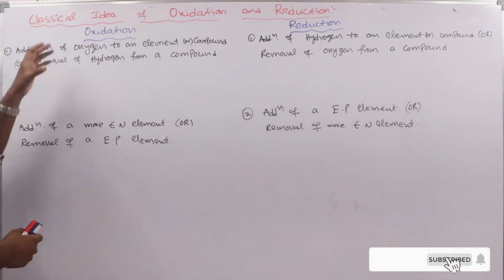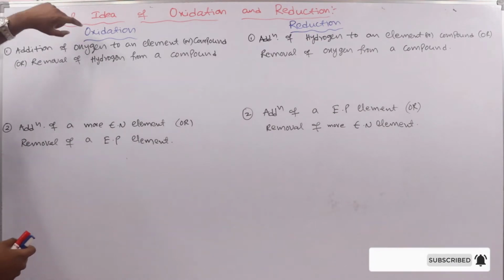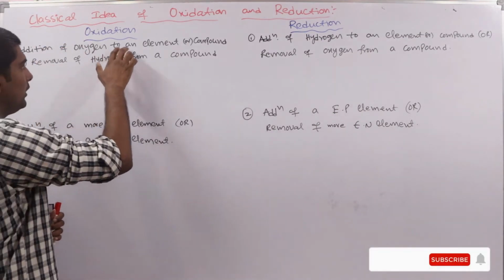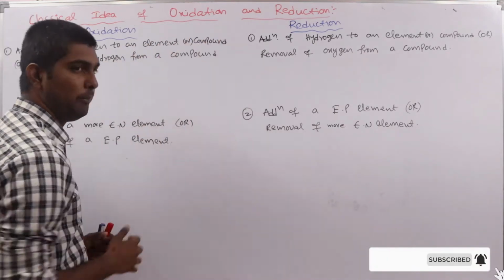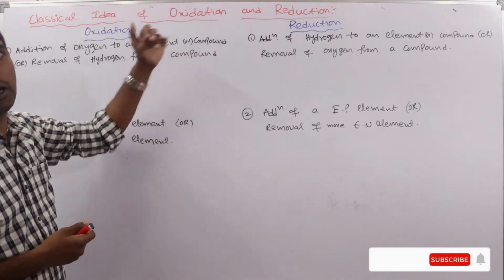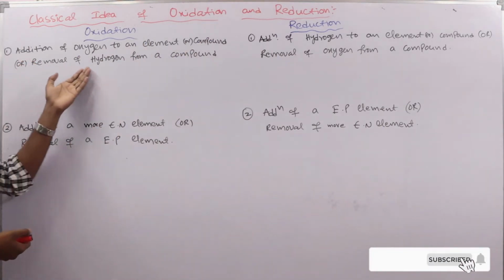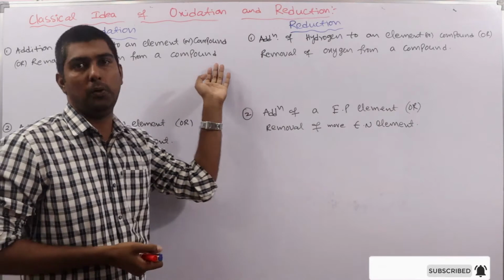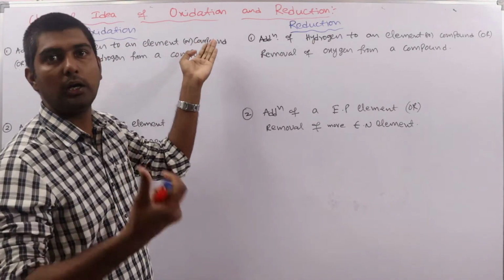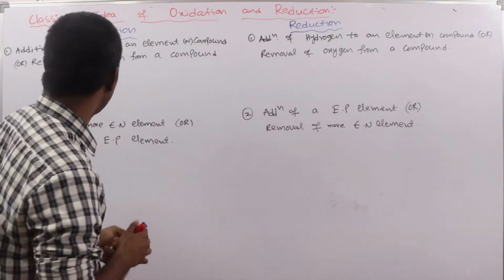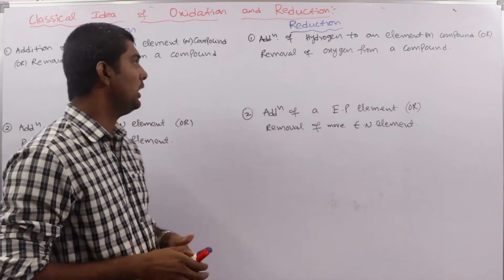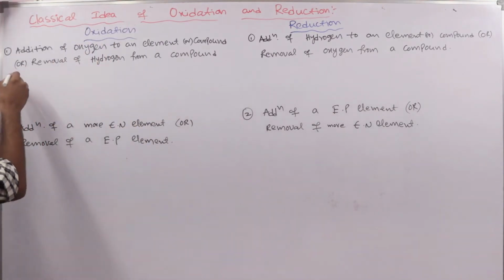According to the classical idea, oxidation is defined as addition of oxygen to an element or compound, or removal of hydrogen from a compound. We can add oxygen to an element or compound, that is called oxidation, or removal of hydrogen from a compound is also called oxidation. Let us discuss with an example.